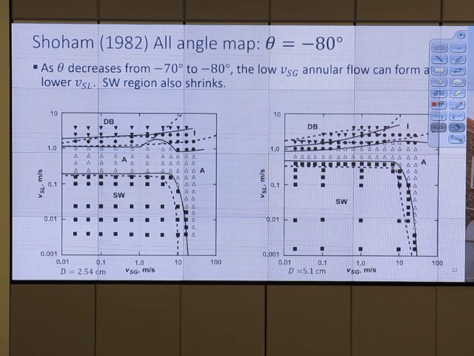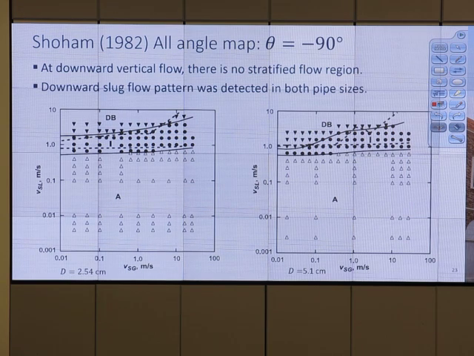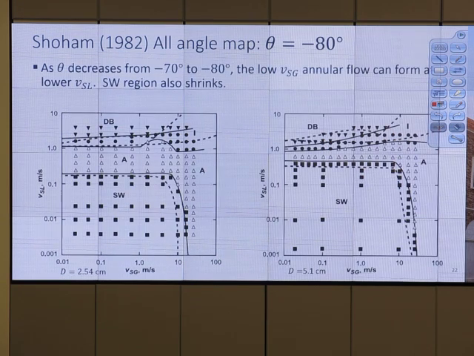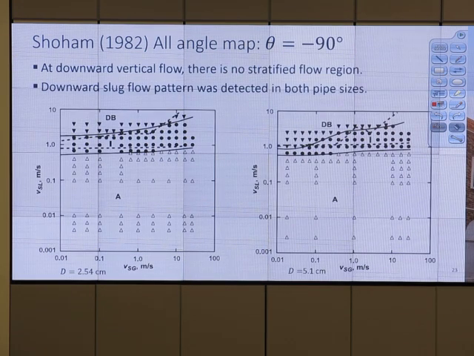Minus 80, how about that? We have more annular flow. Minus 90, falling film. We don't have stratified wavy anymore. Stratified wavy is gone for minus 90. So at minus 90, you have annular flow, kind of falling film. You probably don't have any entrainment, and you have intermittent flow and bubble flow, no stratified flow anymore.